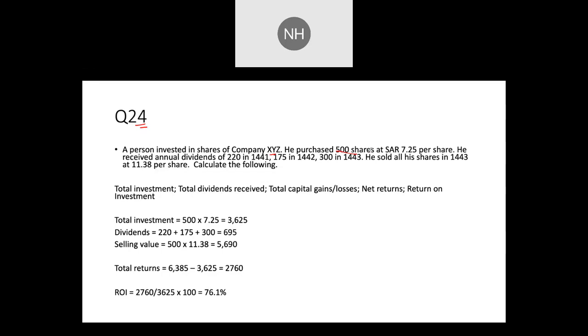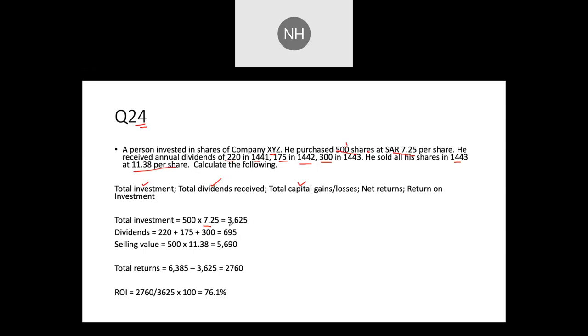So 500 shares at 7.25 per share. He received annual dividends of 220 in 1441, then 1442, 175, 300. So 3 years he received dividends. He sold all his shares in 1443 at 11.38 per share. Now the question is, you have to find total investment, that is already given. You have to just calculate total dividends received, total capital gains or losses, net returns and net returns on investment, that is percentage.